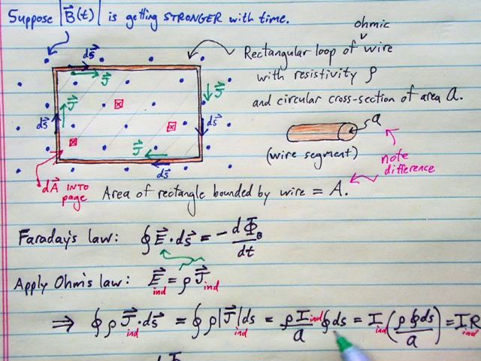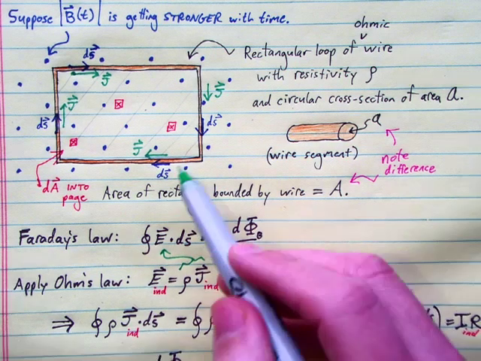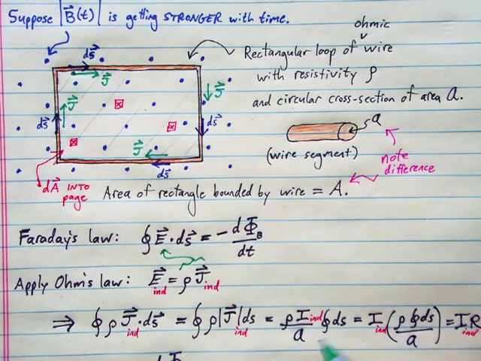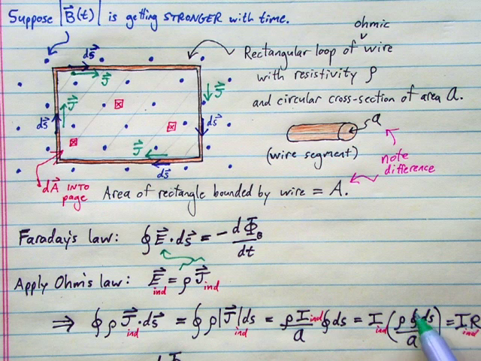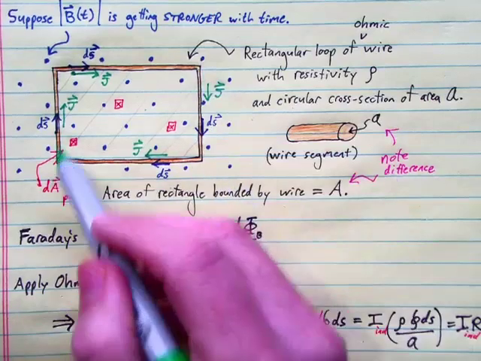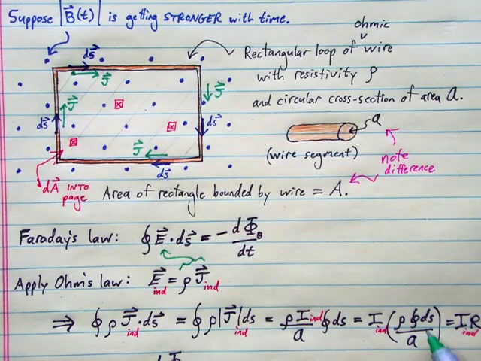And then we're left with adding up all the ds's all the way around our rectangular loop. So just repackaging these terms, I have the induced current times rho times this will end up being the total length of wire here. Once we add up all the ds's, we'll get the perimeter of that rectangle, the total length of wire.